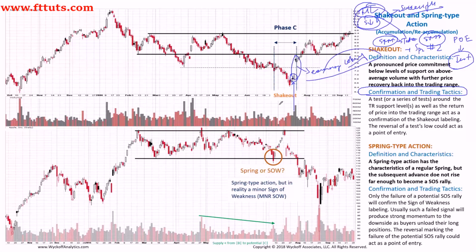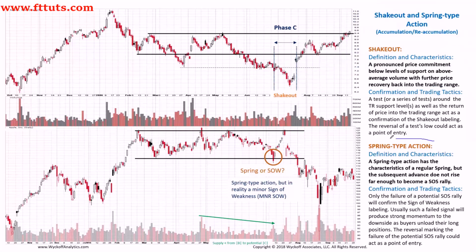So that's why some volume signature comes, supply comes, there's a lot of hedging before the earnings, and then the price jumps. Okay, let's talk about spring type action. So what is this spring type action?